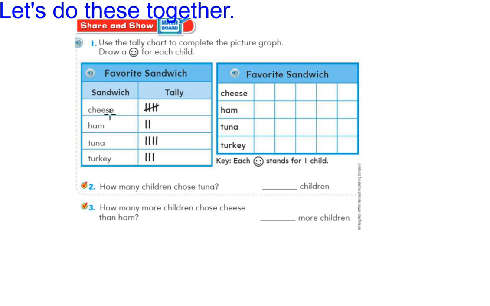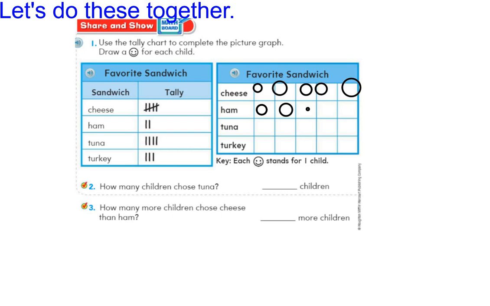Favorite sandwiches, we're taking tally marks. We have cheese, which is 5. It says each smiley face stands for one child, and since I don't necessarily have a smiley face, I'm just putting circles in each one. If you're doing this, you can put smiley faces. So we have 5 cheese. We have 2 ham.